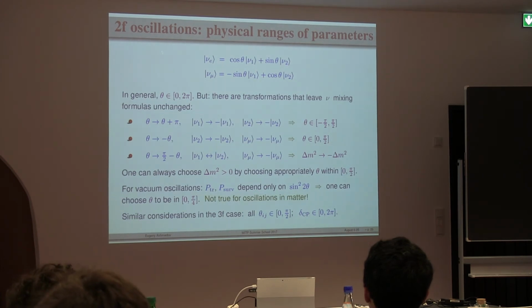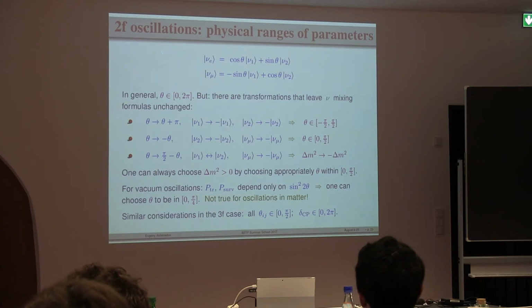Again, are we allowed to do this? Nu mu enters into the charged current Lagrangian, and if we change it, are we actually allowed to do this? Okay. The answer is, since it's multiplied by the neutrino field, it cancels in this expression. So again, we are allowed to do this. Now, by doing this transformation, we can reduce the allowed physical range of theta from minus pi over 2 to pi over 2, to 0 to pi over 2.